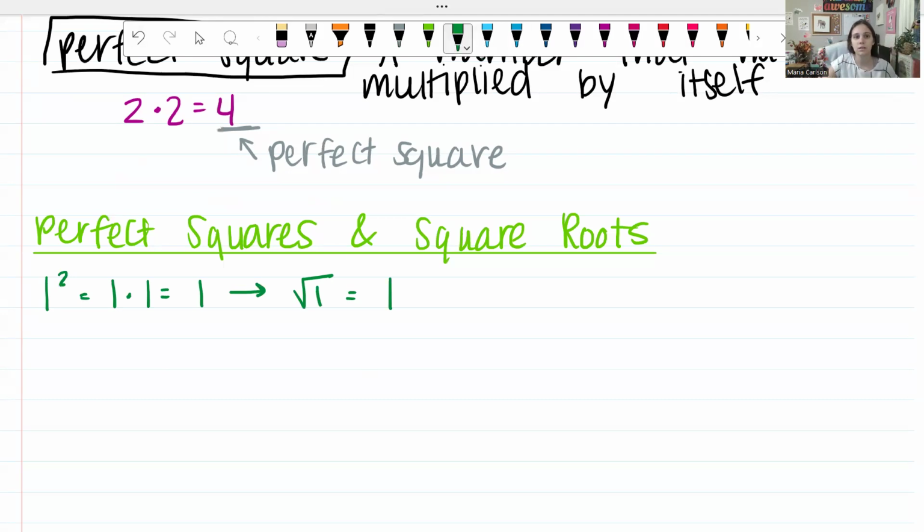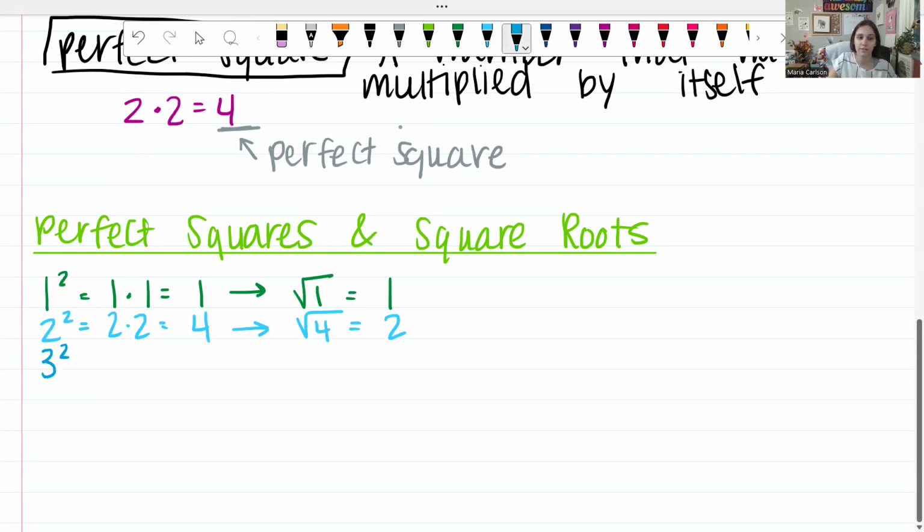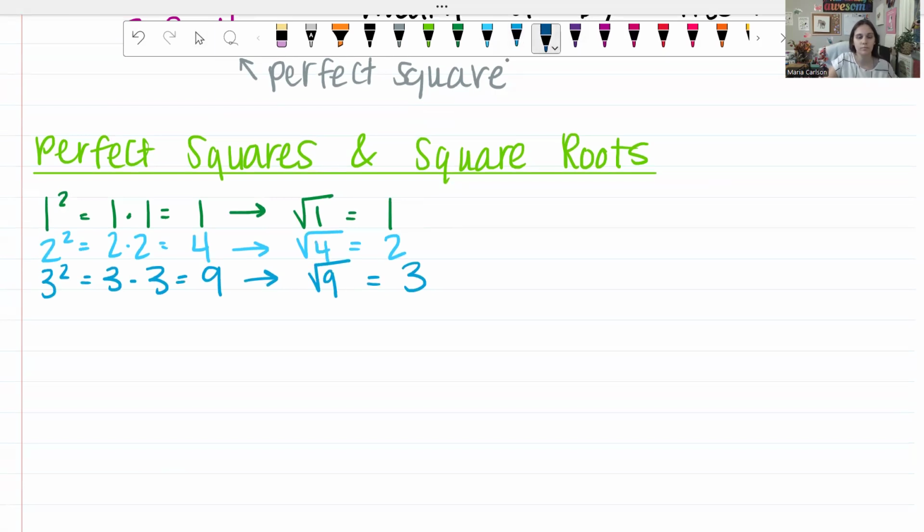All right. Next, 2 squared. That's 2 times 2, which is 4. And the square root of 4 then is 2. 3 squared. That's 3 times 3, or 9. And the square root of 9 is 3. So that's kind of the basic pattern here. I'm going to start writing a little bit less now. So 4 squared, that's 4 times 4, which is 16. And the square root of 16 is 4.